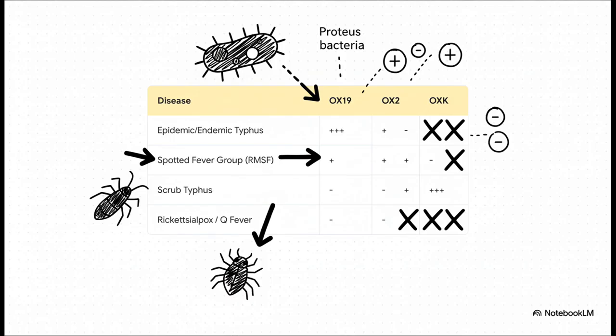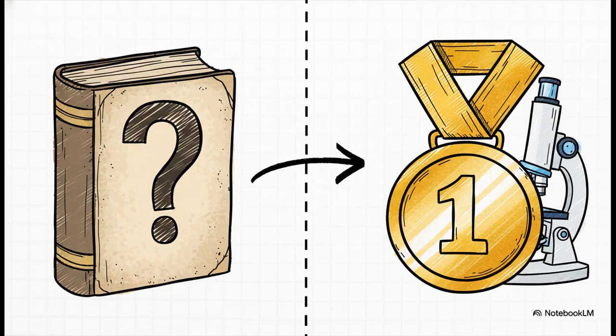Notice how typhus is strongly positive for OX19, Spotted fever, it's positive for both OX19 and OX2. And just like we learned, scrub typhus is only positive for OXK. But here's a distinction that really separates the top students from everyone else. While you get tested on the old-school Weil-Felix reaction, you have to know that the actual modern-day gold standard for diagnosis is the indirect immunofluorescence assay, or IFA. One for the history books and exams, and the other for real-world medicine.